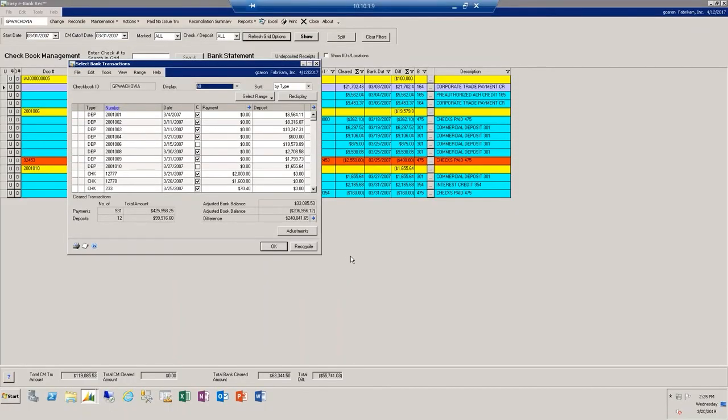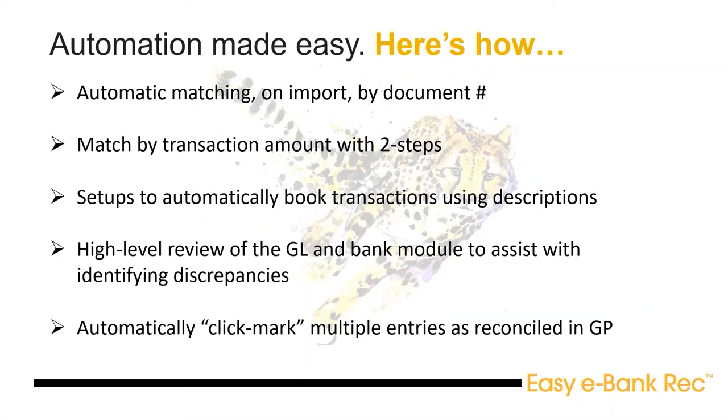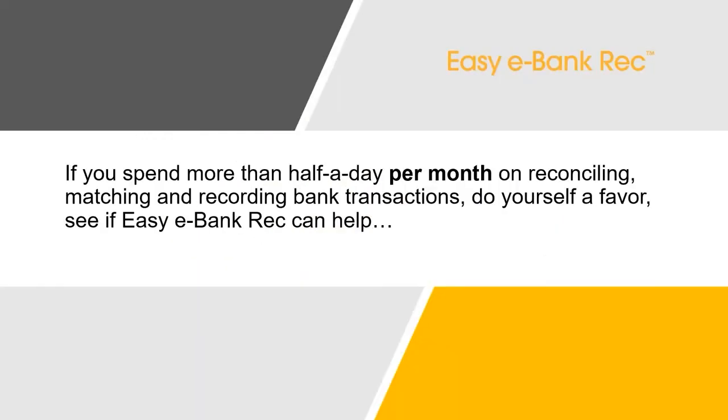So our story, to summarize, is that what we do is really an add-on to GP. And obviously, we try to do things a little bit faster. I'm going to switch back to the PowerPoint here. So we matched on import by document number. We did the matching by amount. We did some automated transactions. I showed you very quickly the differences in the GL, and then we marked all the items inside Dynamics GP.